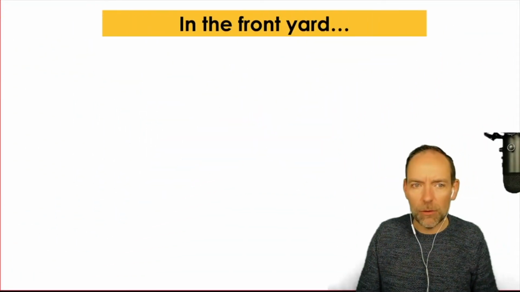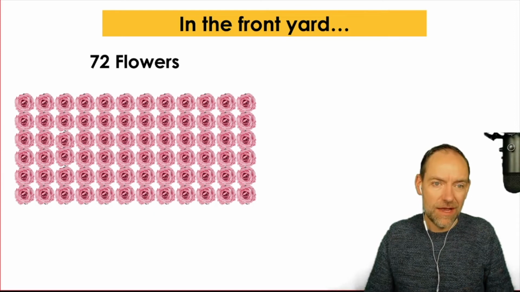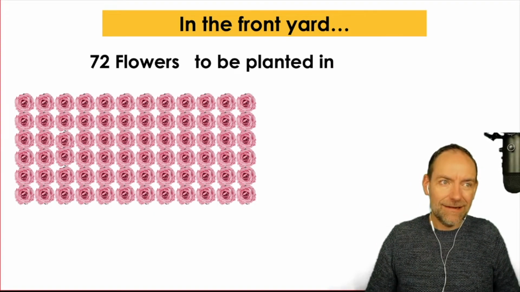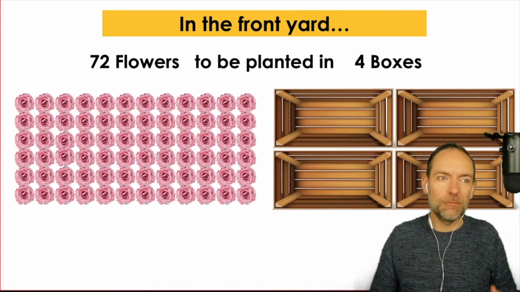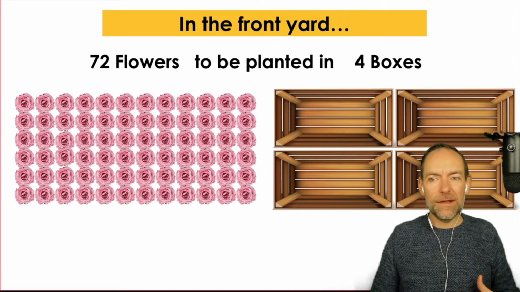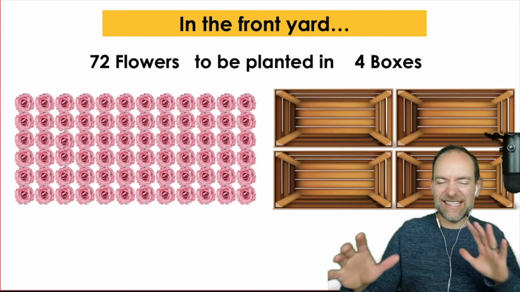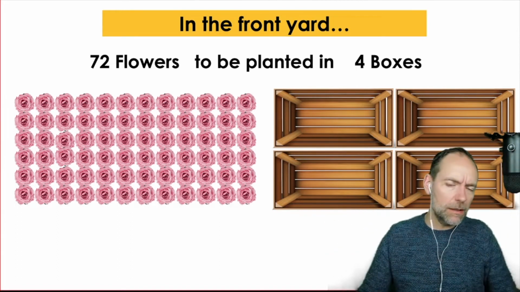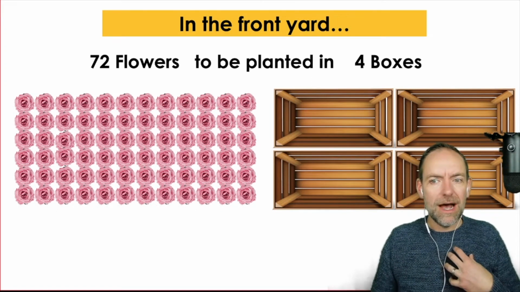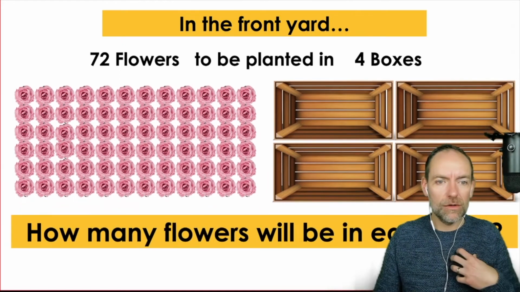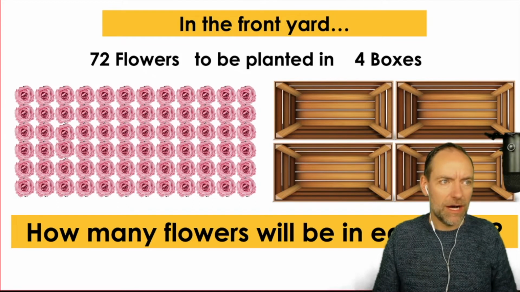Good. So I'm starting to think about my yard. In the front yard, I have 72 flowers, and they're to be planted in 4 crates. They came in these smaller crates, and I want them to be distributed into these larger crates. That's just for the aesthetics, the curb appeal. I'm curious for you friends to help me figure this out. I want to know how many flowers should I be planting in each box?